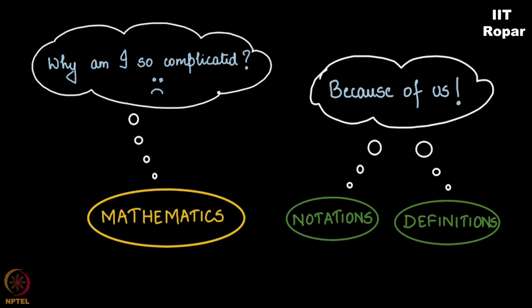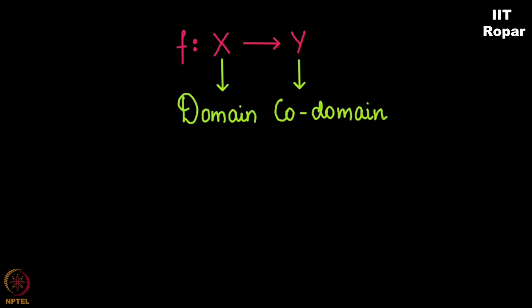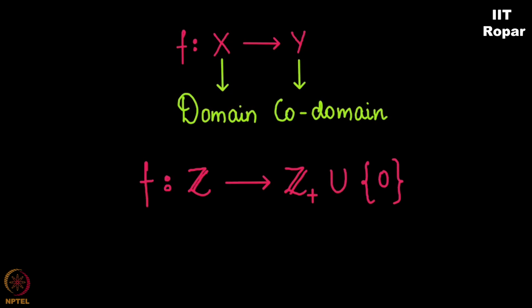So firstly, let me take an example of a function f from some set x to some other set y. And this set is called the domain, and where it takes to is called the codomain. For example, if I were to take a function f from, let's say, integers to positive integers, okay, I also include 0 here, let's say, defined by f of x is equal to x square.